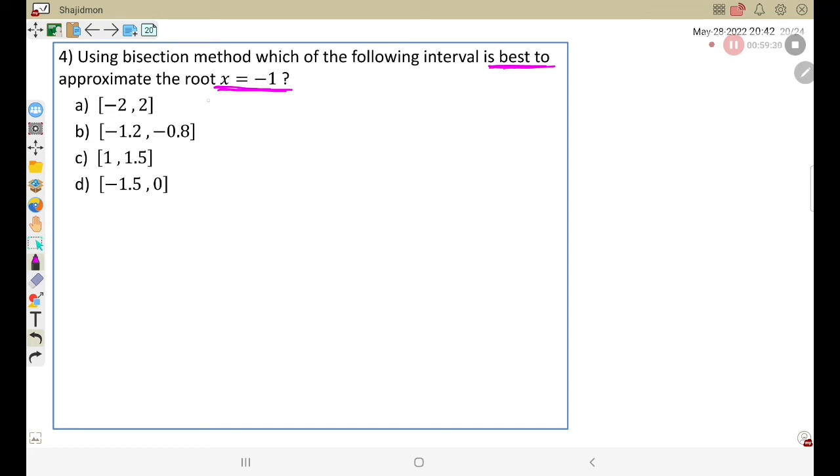For getting this answer, x equal to minus 1, which interval can we take as the best location? Interval means the location. Which location is best for finding this answer? For example, I am just drawing a number line here. This is the answer, x equal to minus 1. This is the solution.